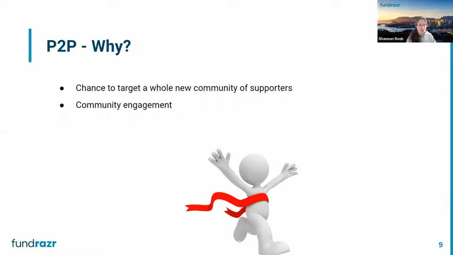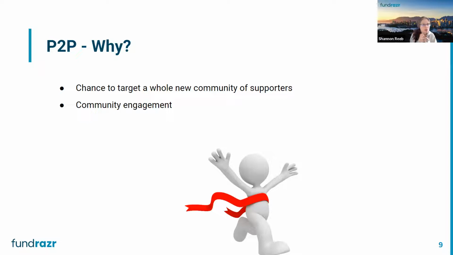And that's one of the main reasons why organizations will do peer-to-peer events, is because they have the potential to target a bigger audience. Plus, it's community engagement. And you'll see in the different examples that I'm going to show you today, they're all very creative ways to engage your community, which helps you build a relationship with them and helps them understand what value you bring to society.